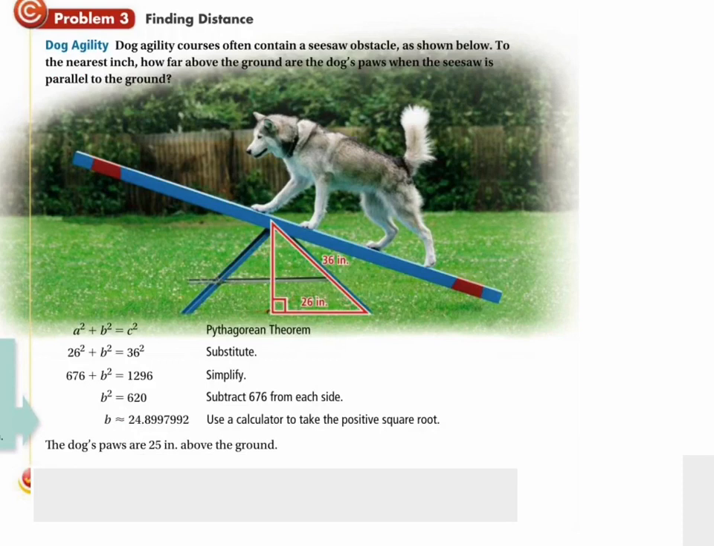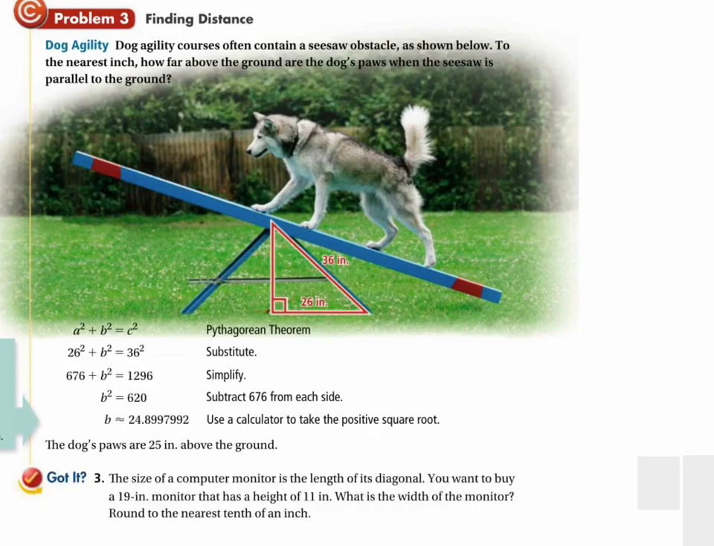Okay? And here's your got it problem. The size of a computer monitor is the length of its diagonal. You want to buy a 19-inch monitor. If you were to sketch this out, let's say you've got a monitor like this.